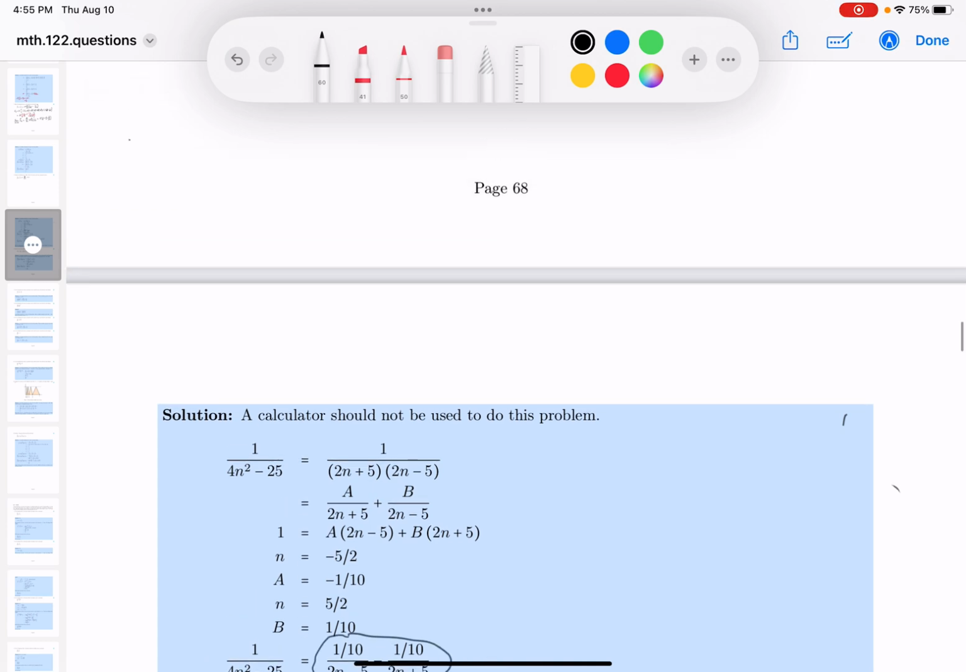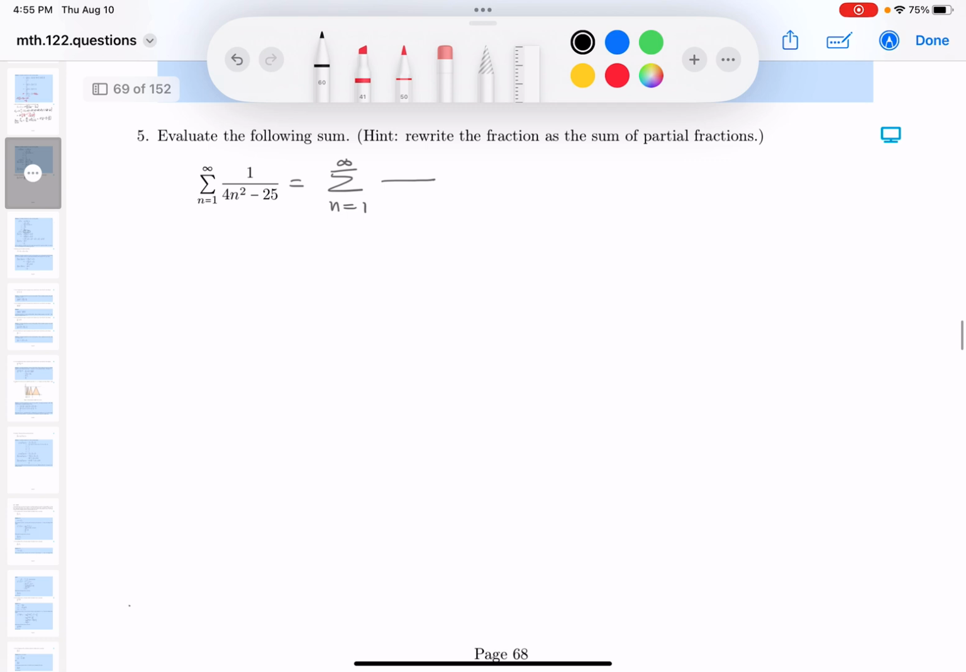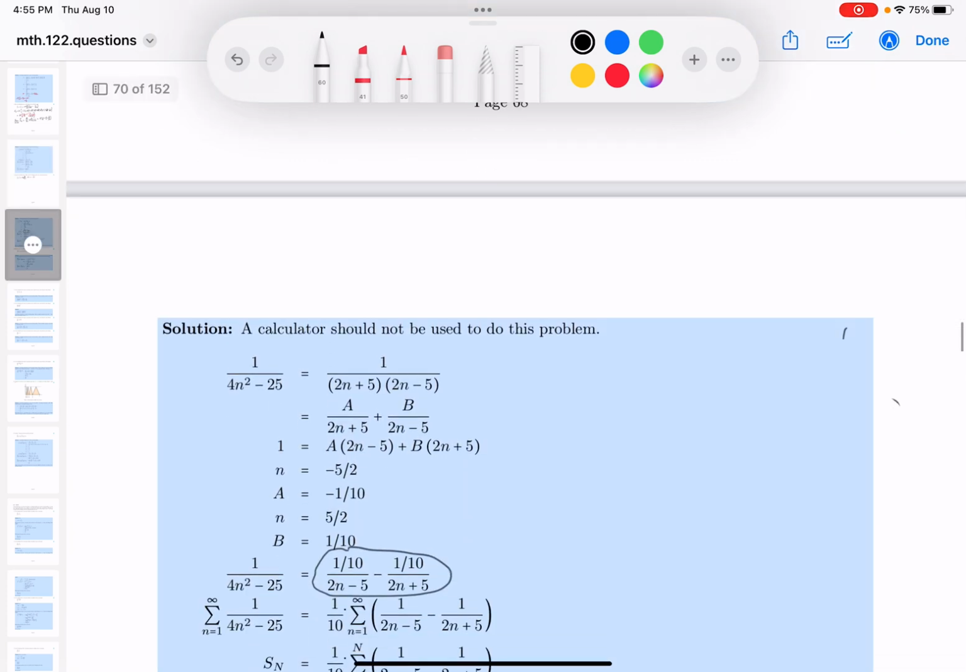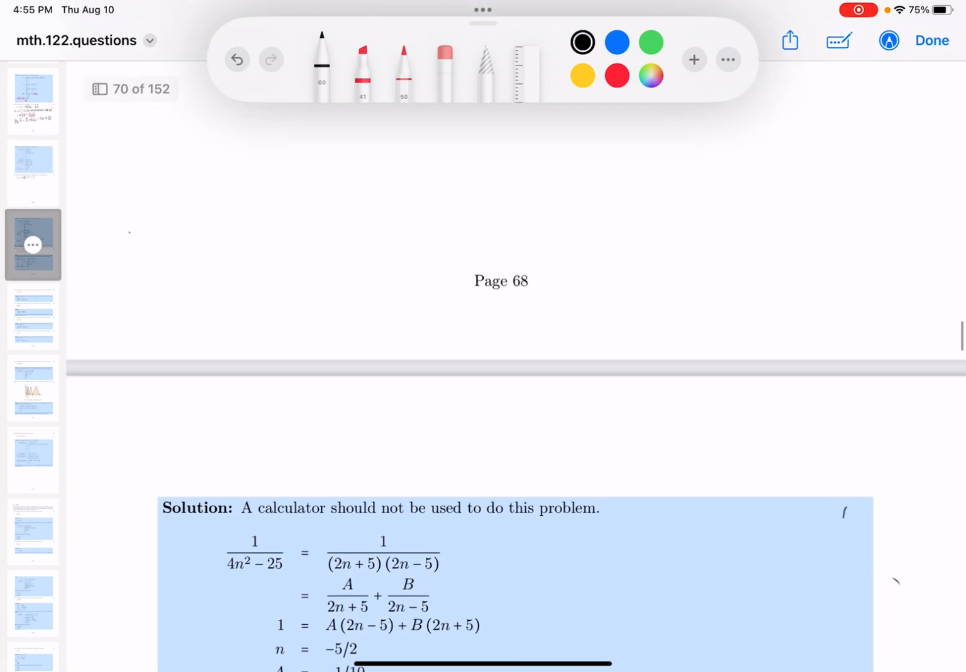So I notice there's a 1/10 of that. So what I want to do is I want to factor it out. 1/10, 1, 1. I factored it out. And what are you left with? 2n minus 5, 2n plus 5.